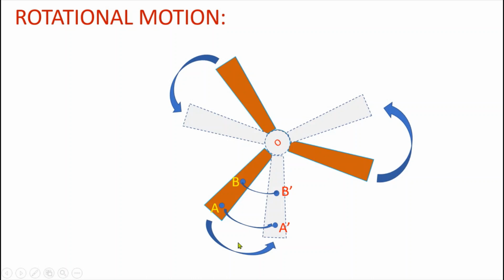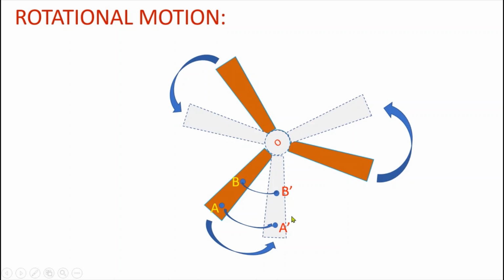Here the path of point A and point B are different. The distance traveled by point A is more than the distance traveled by B. Here large distance, here small distance. Distance traveled by different points are different and different points follow different paths, but the angle made by point A and made by point B is the same. Here the angle BOB prime is equal to AOA prime.